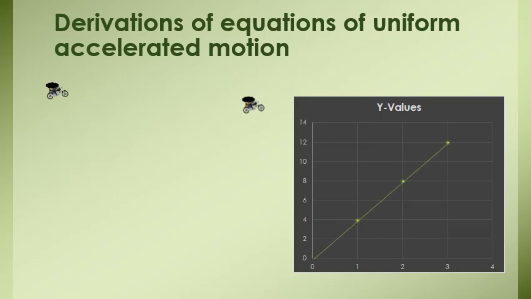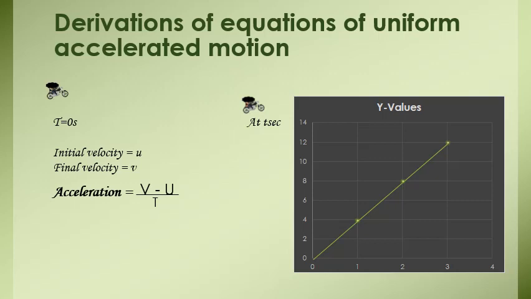Initially he is traveling with an initial speed, always indicated with a small letter u. So at the end of 0 seconds, or at the start, the initial velocity is u. At the end of the final time, that means t seconds, his velocity is v. Final velocity is always indicated with the letter v. Initial velocity u, final velocity v, so there is a change in the velocities. That means the rate of change of velocity is acceleration.